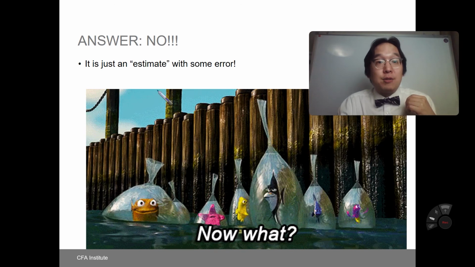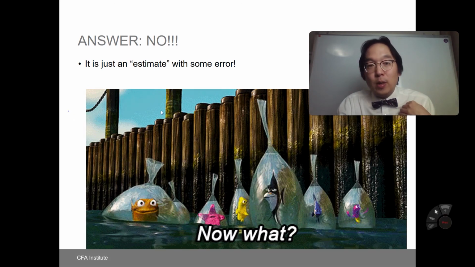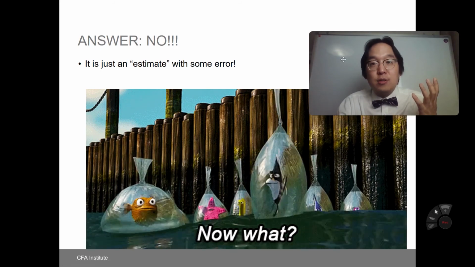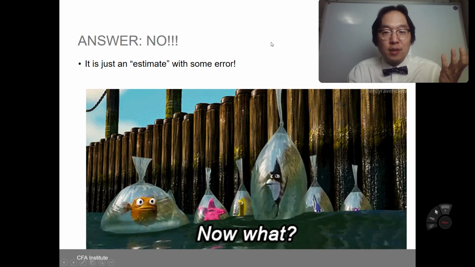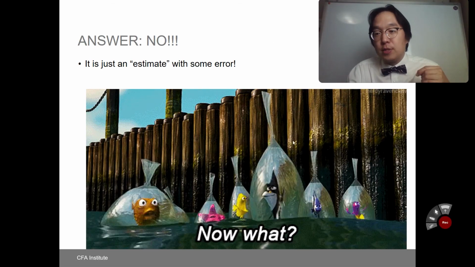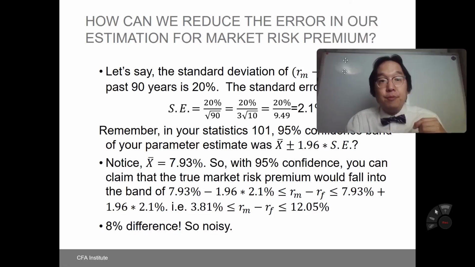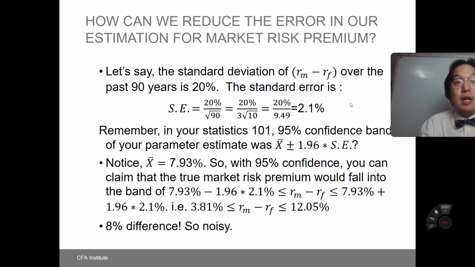Now, the answer is no. It is just an estimate with some errors, right? Always we have to recognize it. It is an estimate with some errors. So now what? Okay, now what is the question. How can we reduce the errors in our estimation for market risk premium? Let's say the standard deviation of this market RM minus RF, or risk premium, over the past 90 years is 20%. The standard error is 2.1% if you do the math like this.